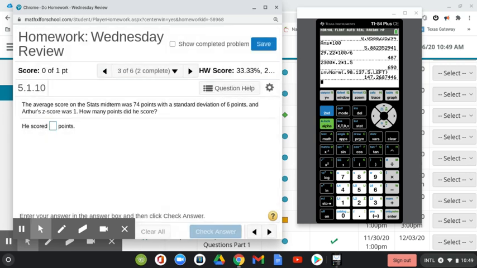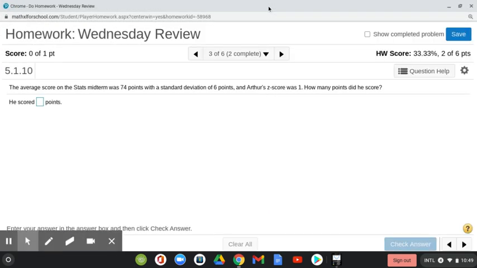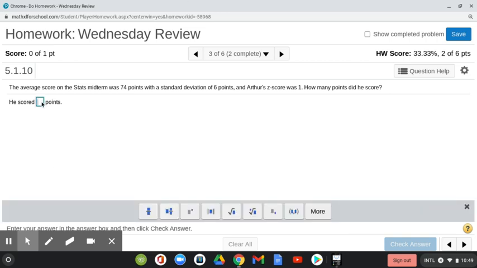All right, the next one you can do without a calculator. When you have a z-score, a z-score of 1 means 1 standard deviation. So if the average was 74 and the standard deviation is 6, if your z-score was 1, that means you're 6 points above 74. So that's going to be 80.